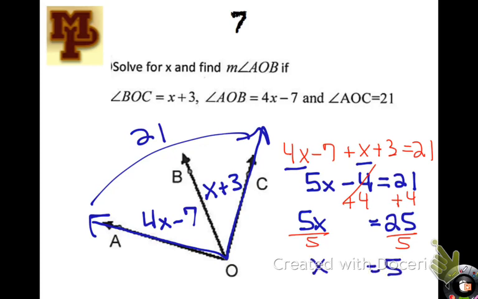Let's make sure we answer the question. So solve for x, we got that part. And then the measure of angle AOB is equal to, let's see, 4x minus 7. So that's going to be 4 times x, which we found to be 5, and then minus 7. So that's 20 minus 7, which is 13. So that's our other answer. So 2 good answers there.